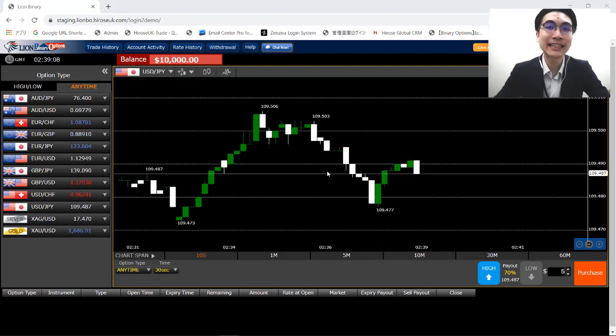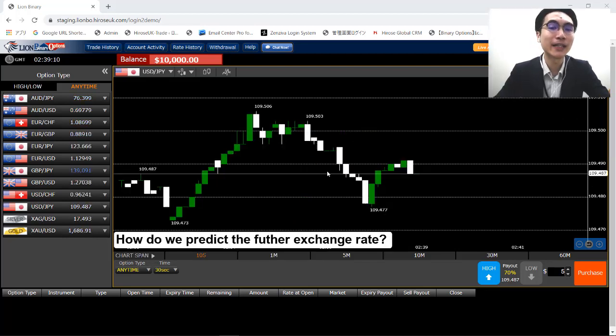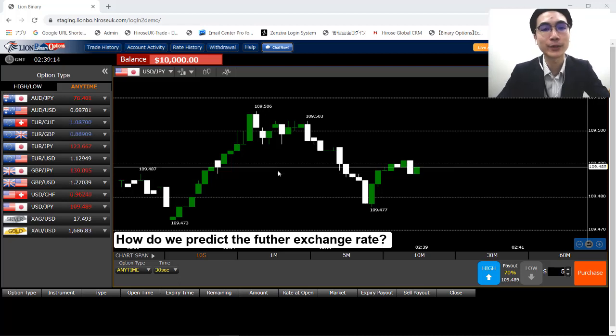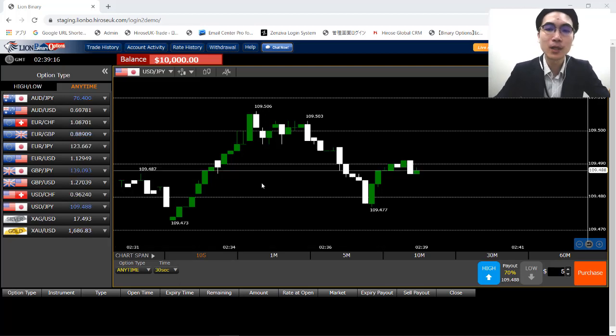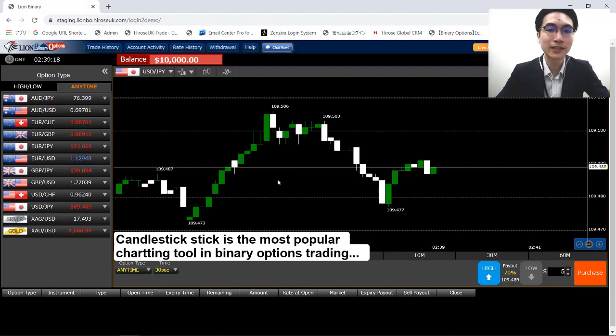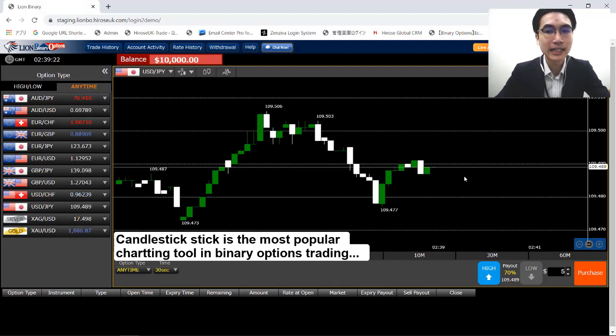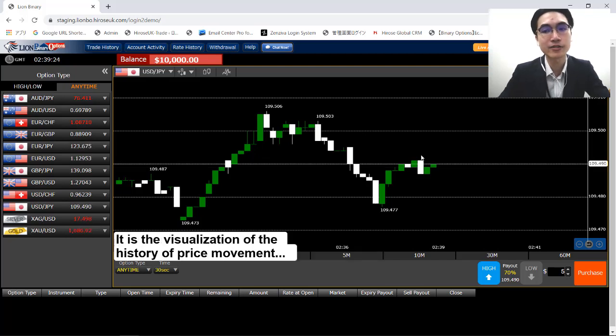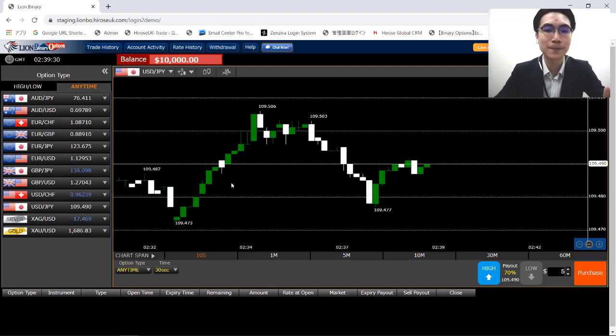Then next you might ask me how do you actually trade or predict the future rate between the two currencies. What we normally use is called the candlestick chart. It is what we are looking at here. It is actually the history of the exchange rate between the currencies. Let's say here that we see these green and white bars.